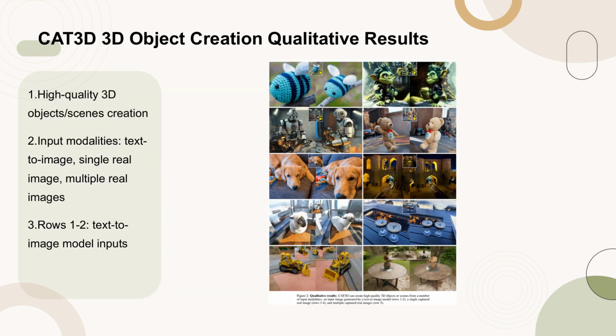Figure 2 showcases the capabilities of CAT3D in creating high-quality 3D objects or scenes from various input modalities. The first 2 rows demonstrate the process using an input image generated by a text-to-image model. Rows 3 to 4 illustrate the results from a single captured real image, while the 5th row shows the outcome from multiple captured real images. This figure highlights CAT3D's versatility and effectiveness across different input types.